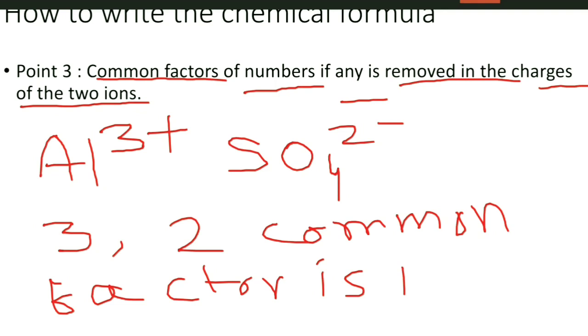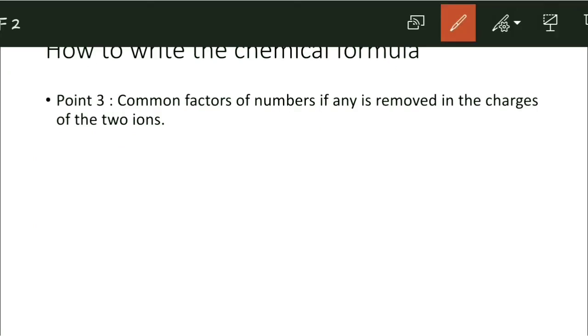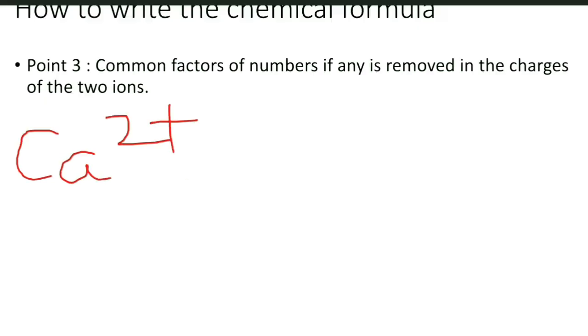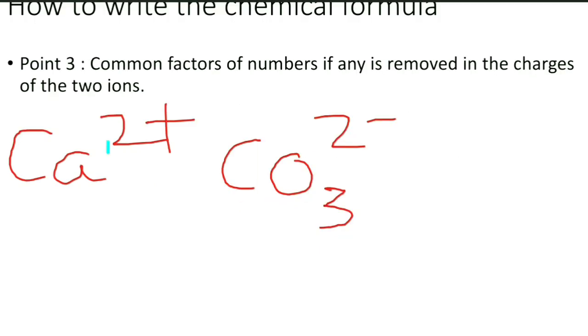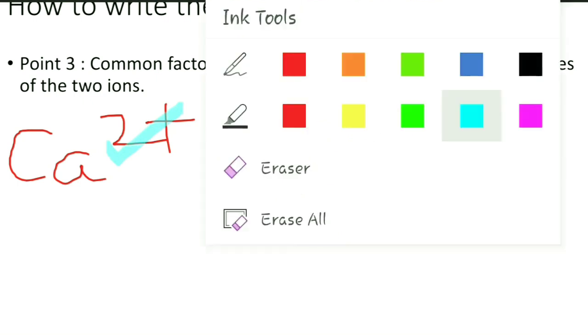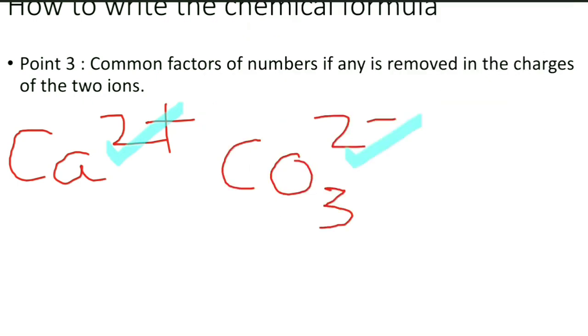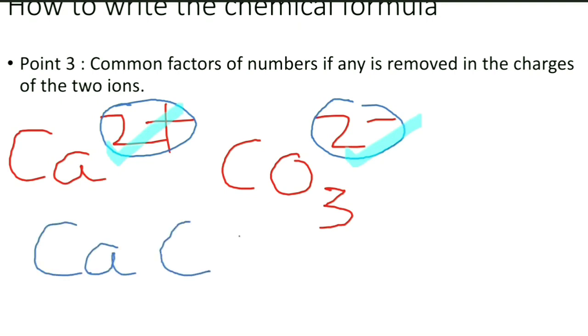If we take another example, such as calcium ion Ca2+ and carbonate ion CO3 2-. Here the common factor in the case of the positive ion is 2 and in the case of the negative ion is also 2. So students, we can remove 2 from the positive ion and 2 from the negative ion. So the formula of calcium carbonate is CaCO3.